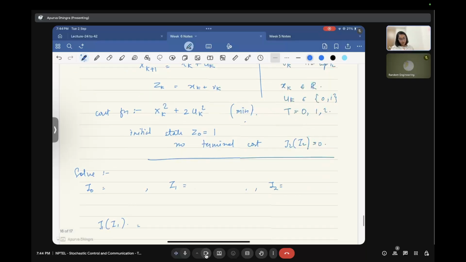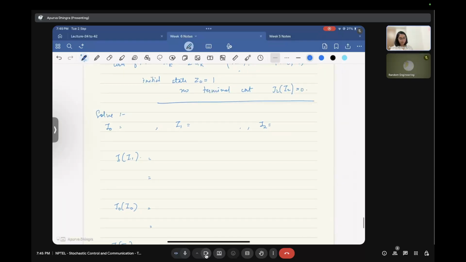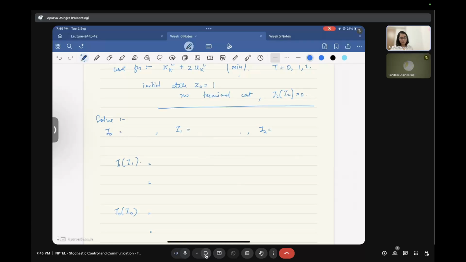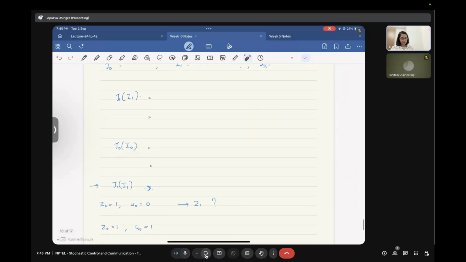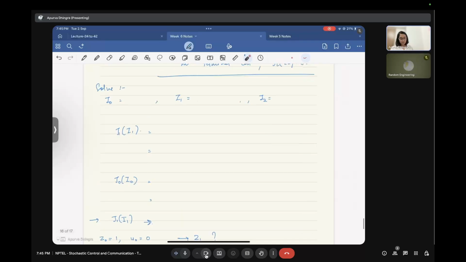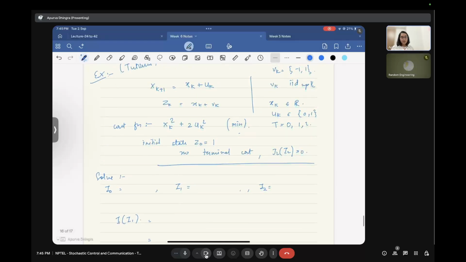Okay, let's start. Since this is still a DP type algorithm, we know that there's nothing to be done for J2 of I2, because we are taking the terminal cost to be 0. So this part is simple, but we still need to calculate what is J1 of I1 and J0 of I0. This part will take some time. So let's first write down what all of these things are. Let's start with I0. What is I0 in this problem?